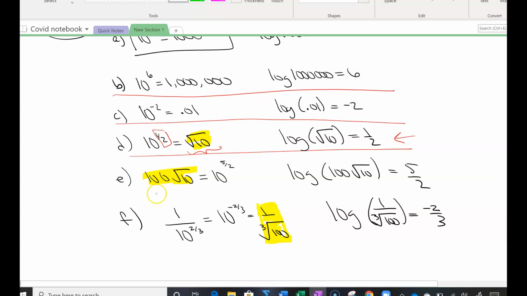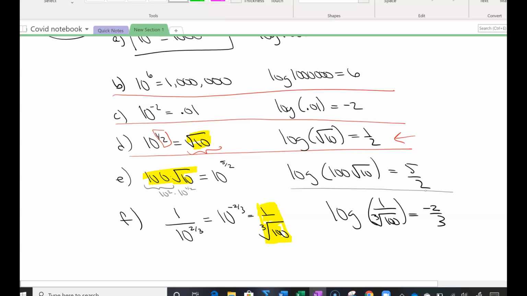Now 100 root 10 is 10 to the 2.5. How did I figure that out? Well, 100 is 10 squared, and I'm multiplying. There's a multiplication, unwritten but understood. Root 10 is 10 to the 1/2. Look at this. Properties of exponents. Add the exponents. 2 plus 1/2 is 2.5 or 5/2. And then I've got my logarithmic equation there.